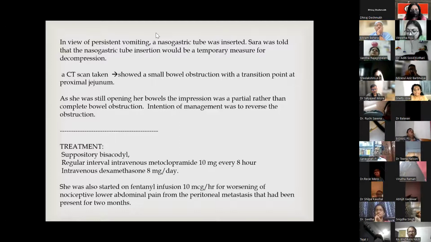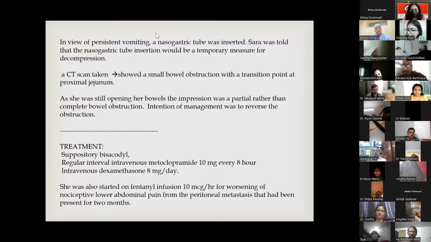So here, what do you think about the treatment that she was given? She was given a suppository, metoclopramide IV, and dexamethasone. Would you modify that prescription if you were in that place? Any suggestions? You have a suppository here, IV metoclopramide, and IV dexamethasone. Would a suppository be your choice? Suppository may not be that useful in small bowel obstruction.